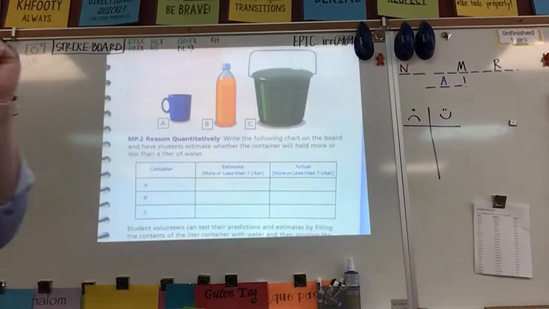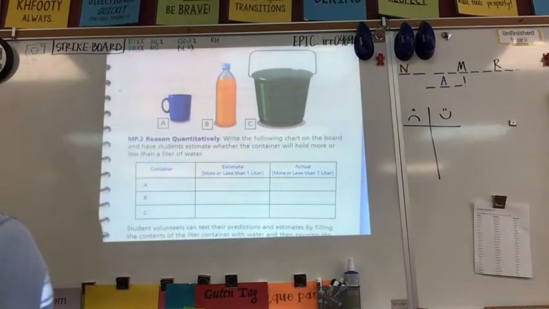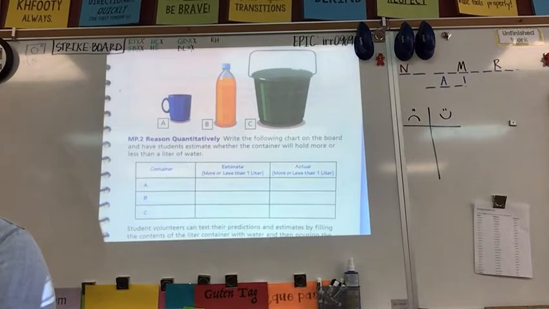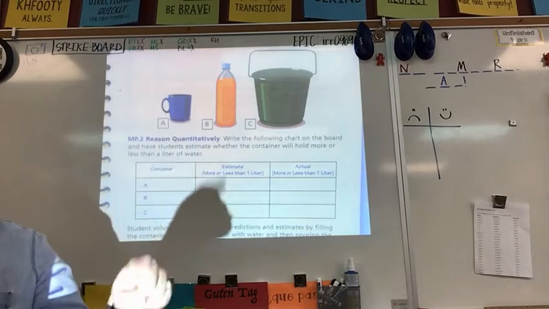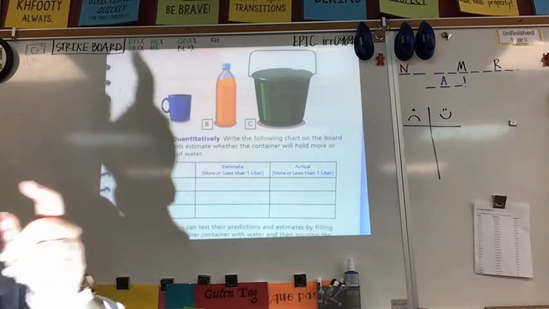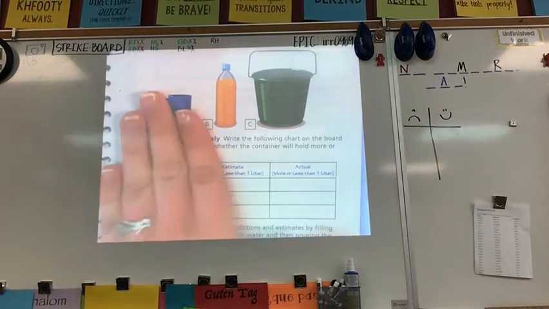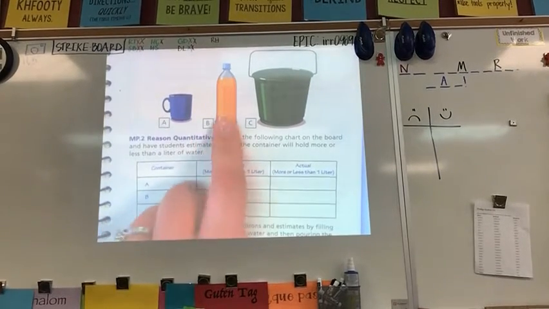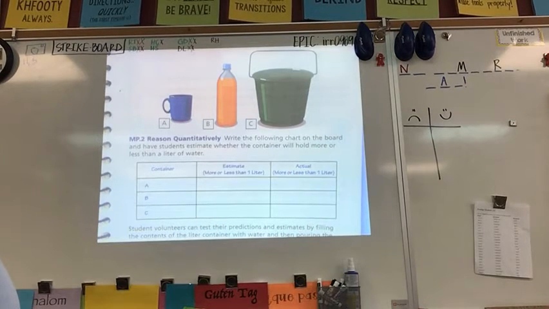Okay, activity numero dos. We're going to go ahead and estimate our liquid volume with our metric units. So again, our two metric units are milliliters and liters. I have 3 different containers here: a little coffee cup or a mug, a juice container, and a bucket. So A, B, and C.